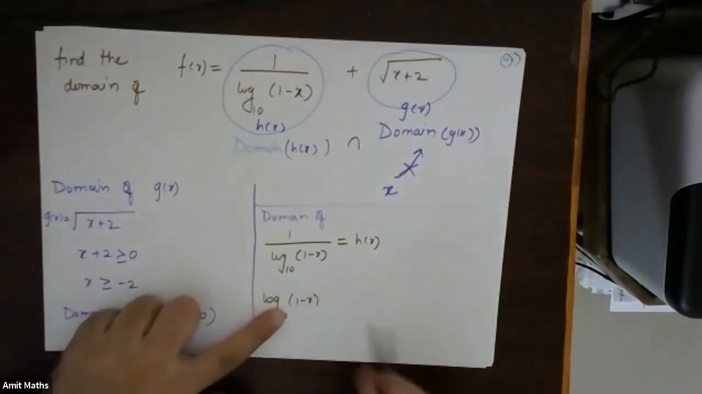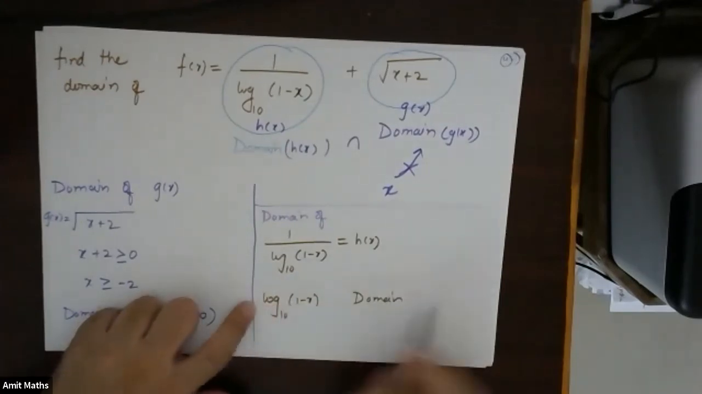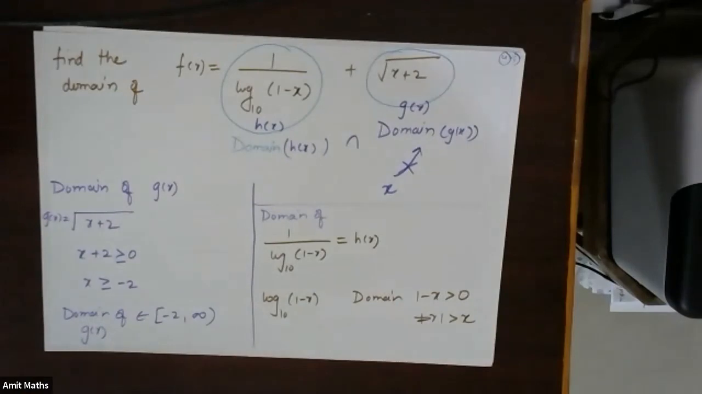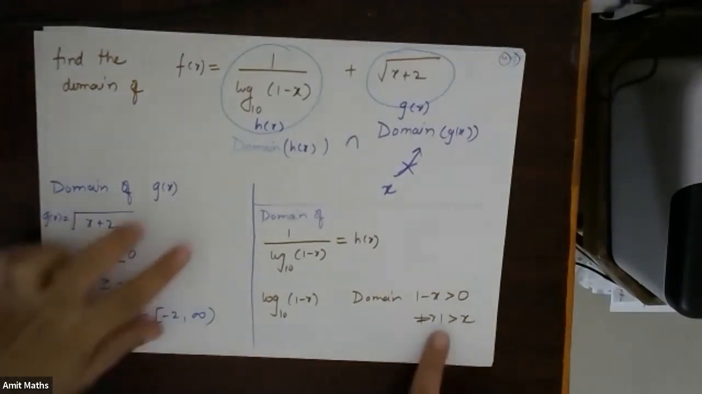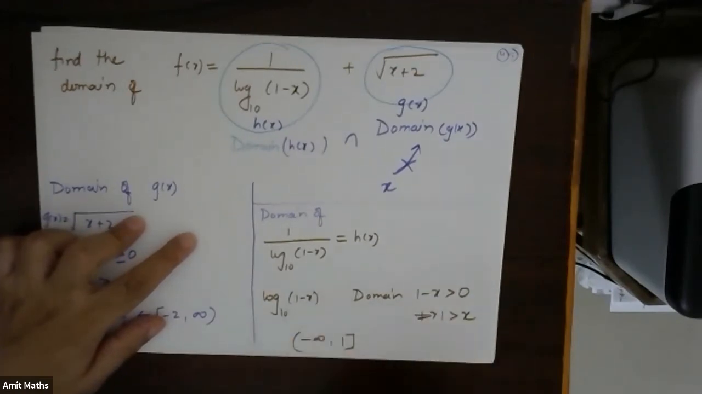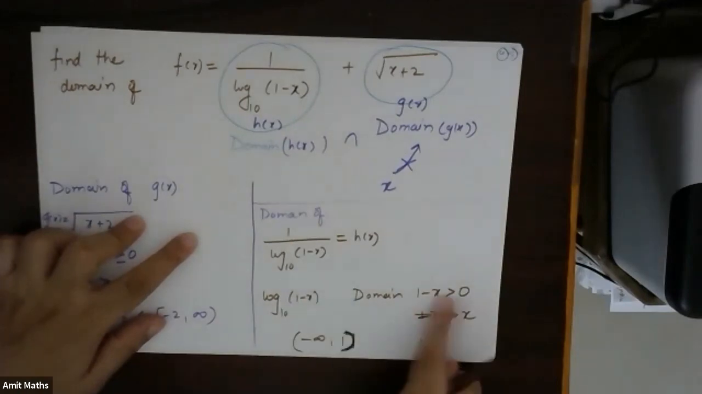So the domain of this part: 1 minus x should be greater than 0. That means 1 should be greater than x. So for this part, x should be less than 1. That means from minus infinity till 1, minus infinity till 1 excluded, because 1 cannot be taken. This has to be greater than 0.